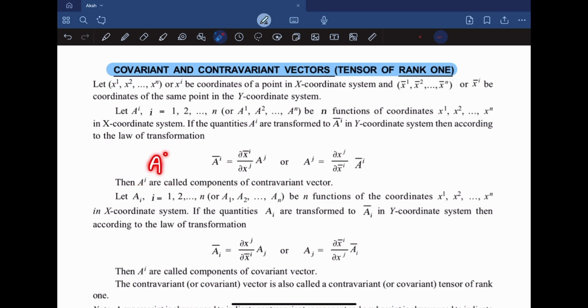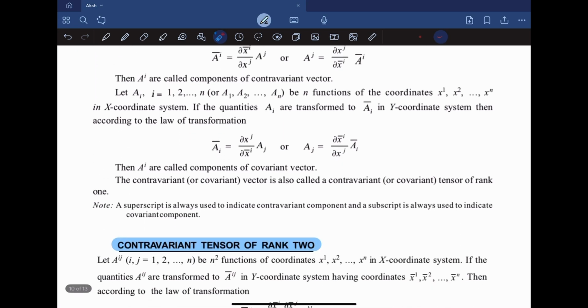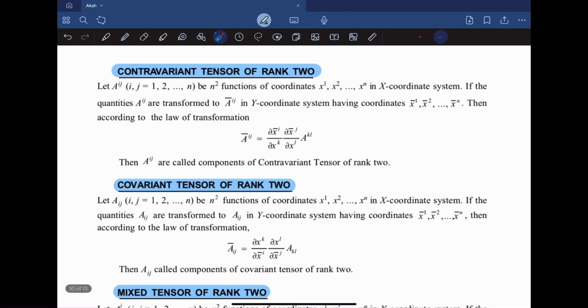Where A superscript i, where the index is given in the upper position, that means it would showcase the component of a contravariant vector. Similarly, in a covariant vector, A subscript i, where the index is in the lower position, that means it would give the component of covariant vectors. The contravariant or covariant vector is also called a contravariant or covariant tensor of rank 1. And there is a note given. As we discussed, the superscript is always used to indicate contravariant component, and similarly for the covariant.